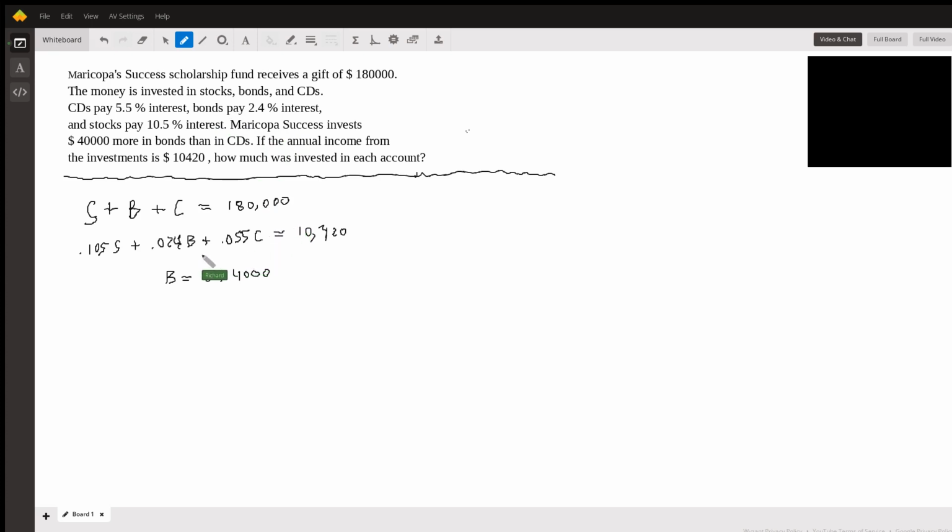And so what we want to do basically is start with this equation, and we're going to eliminate the b. So everywhere we see b, we'll replace it with this. So from the first equation, it's going to be s plus c plus 4,000 plus c equals 180,000.